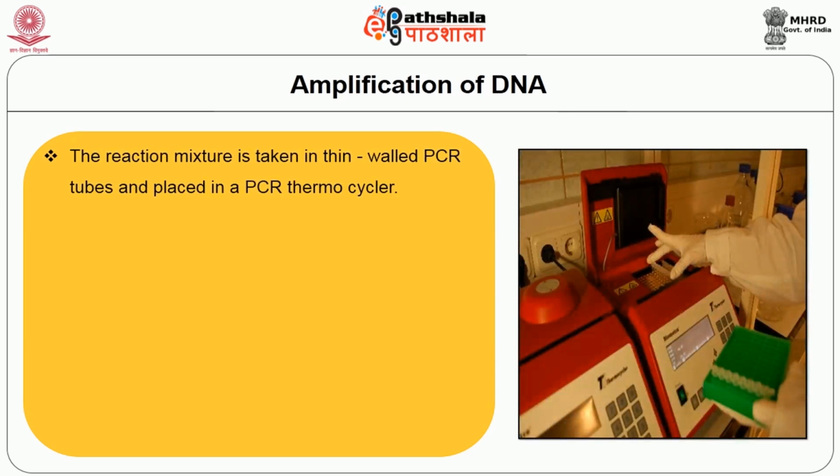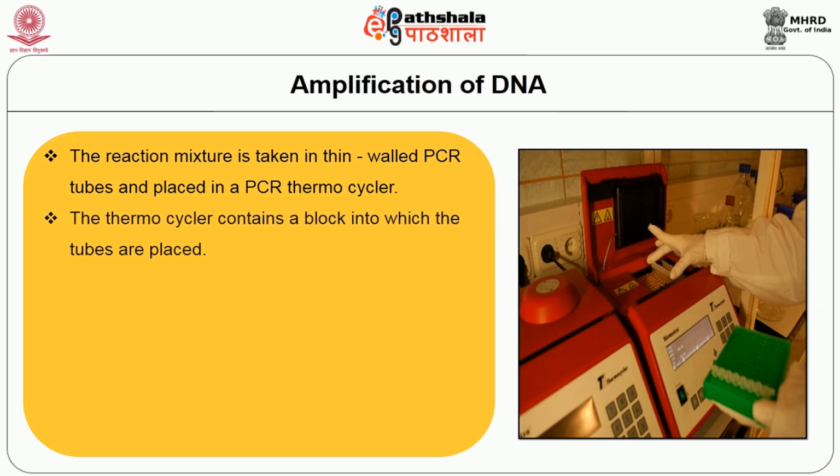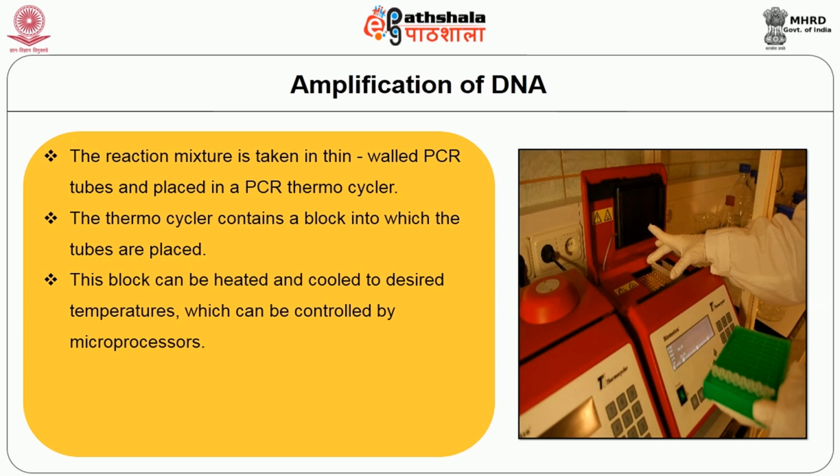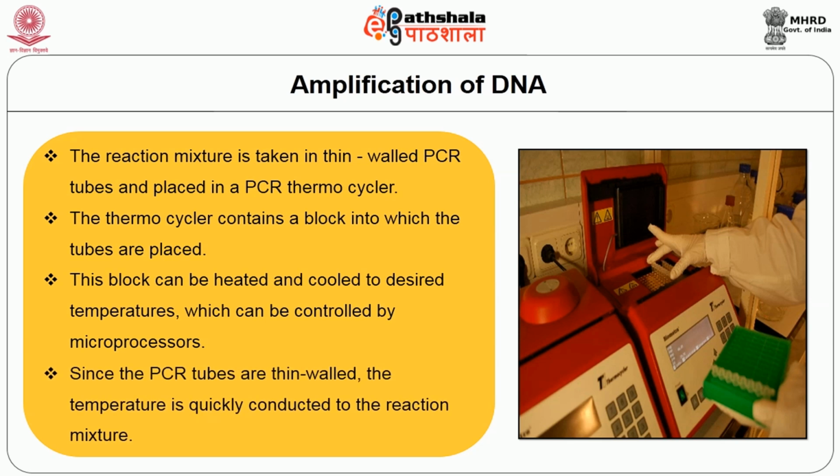This reaction mixture is taken in thin-walled PCR tubes and placed in a PCR thermocycler, which is shown on your screen now. The thermocycler contains a block into which the tubes are placed. This block can be heated and cooled to desired temperatures, which can be controlled by microprocessors. Since the PCR tubes are thin-walled, the temperature is quickly conducted to the reaction mixture.